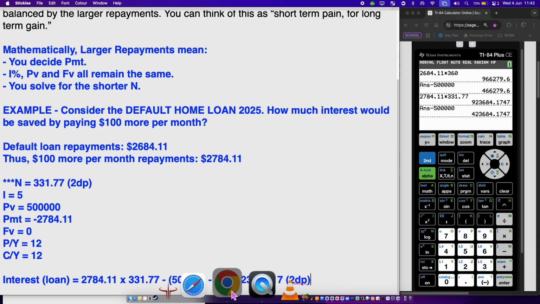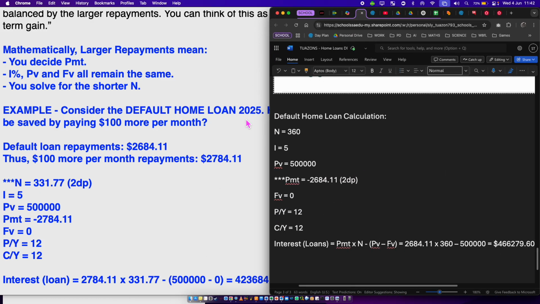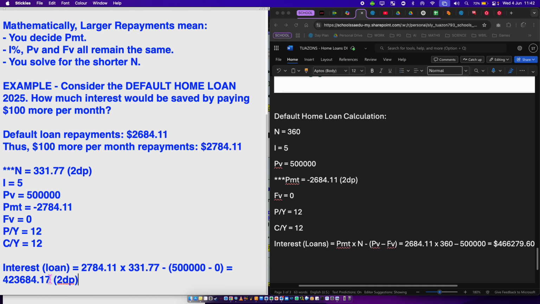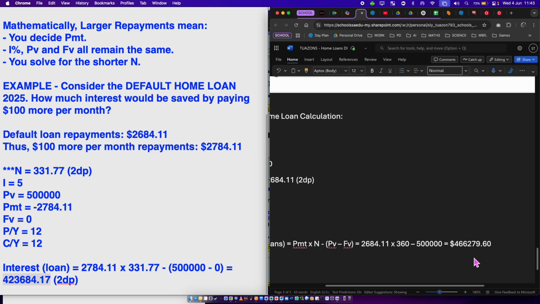What did I pay originally? That was on the home loans DI that I pretended to start. Let's have a look at these numbers. If I'm choosing to pay $100 more, I'm paying $423,684 interest. If I was just paying the default, it's $466,279. So how much does that save me? Just roundabout figures, how much cheaper is it over the life of the loan interest-wise? What's the difference between those two? That's around 30,000 or so dollars. 30 to 40 grand saved by just choosing to pay $100 more per month.